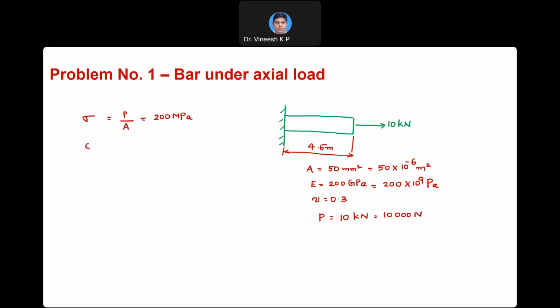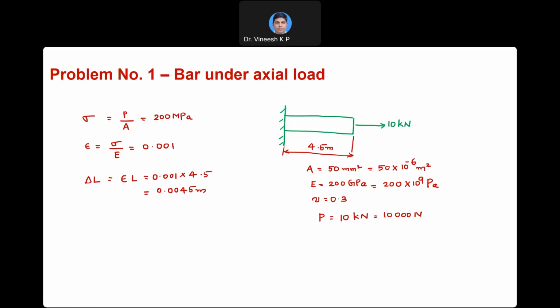Then strain will be equal to stress divided by Young's modulus. So if you substitute, you are going to get 0.001. And the total deformation of the bar, let's say it's delta L, that is equal to the strain into the length. So 0.001 multiplied by 4.5 meter, you are going to get the deformation 0.0045 meter.